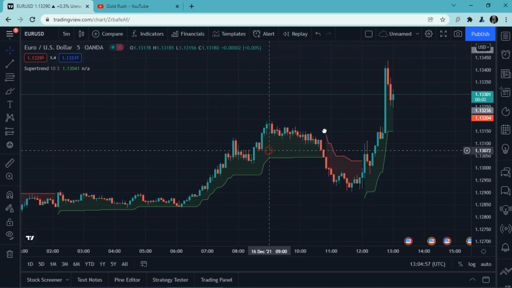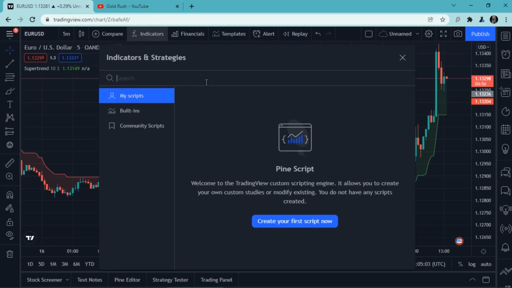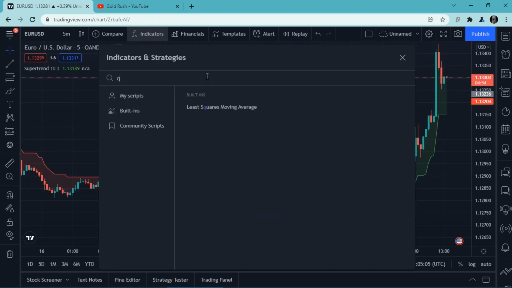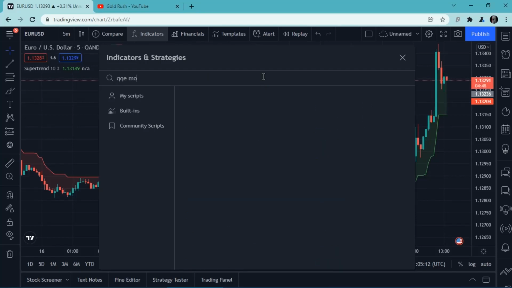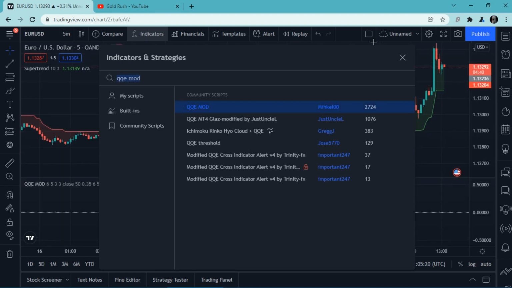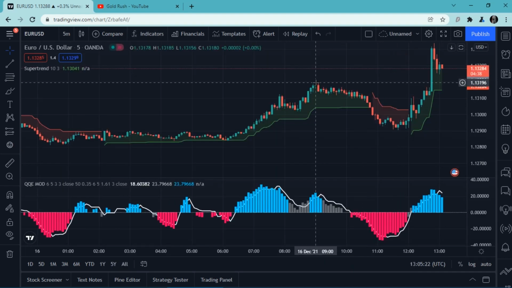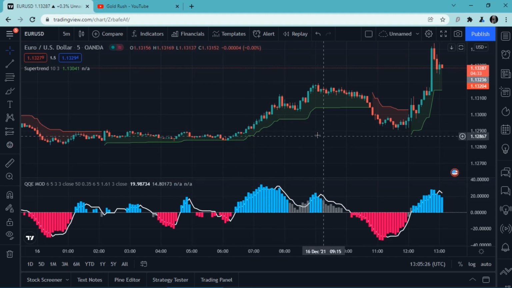This is our Supertrend indicator. The second indicator we'll be adding is called QQE mod. The first one with 2,724 likes, you hit it. It's actually a histogram. Yeah, a histogram.